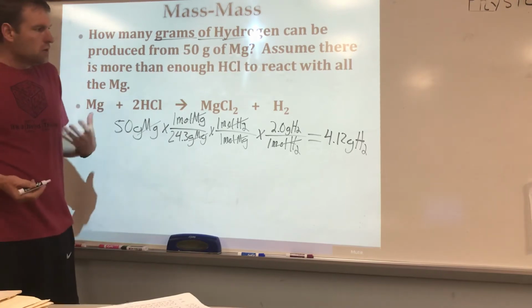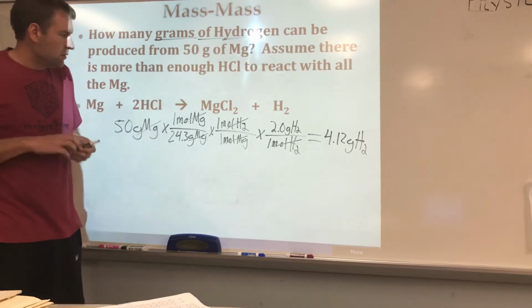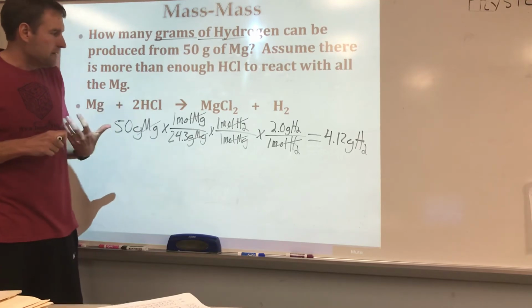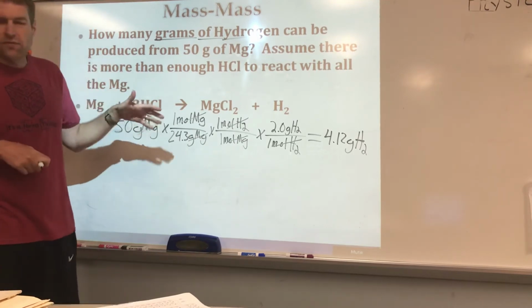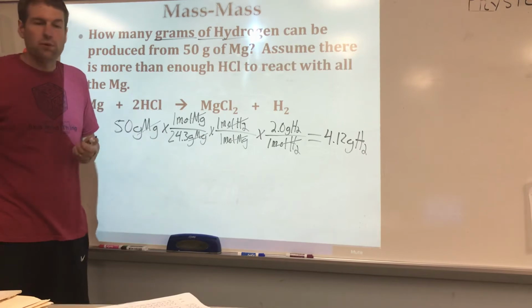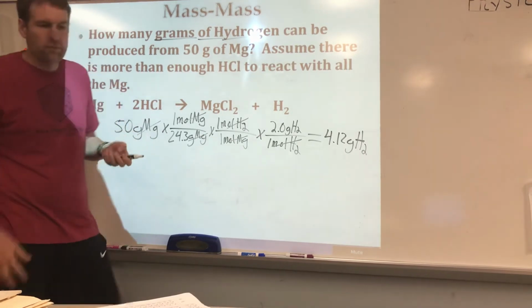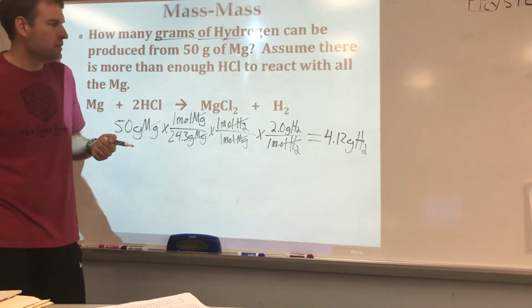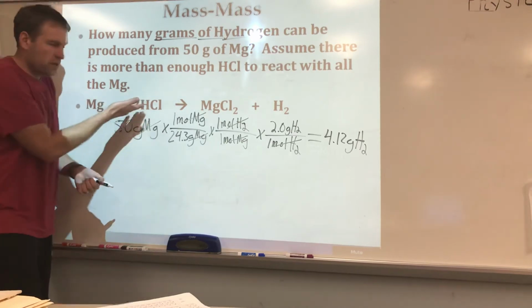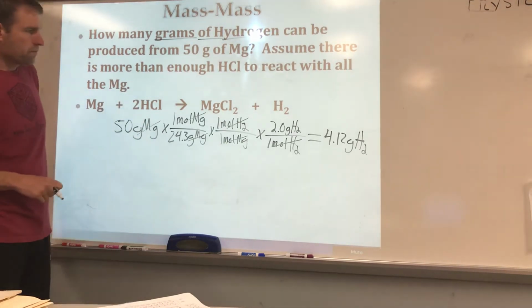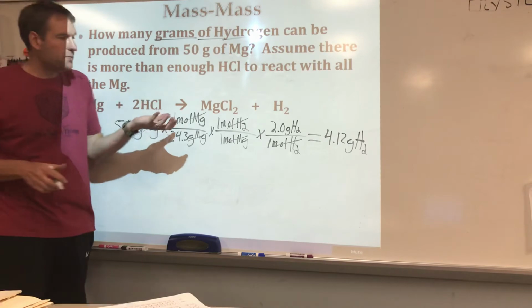Like I said, this problem is very similar to when we blew up that hydrogen balloon on one of the last days we had class. I used zinc and hydrochloric acid, but anyways. Any questions on that?